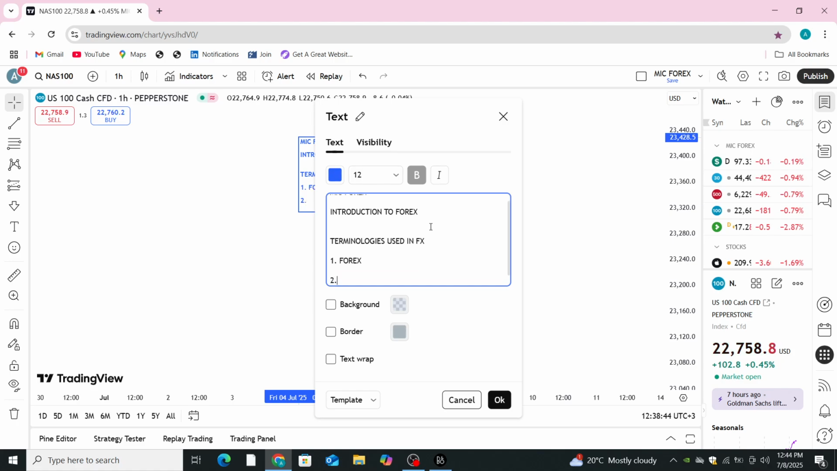Number two, you need to know something called take profit. These are very easy things. Number three, you need to know something called a stop loss. Number four, you need to know something called pip or pips. Number five, you need to know something called leverage. Number six, you can also be interested in knowing something called broker. This one is very important actually.